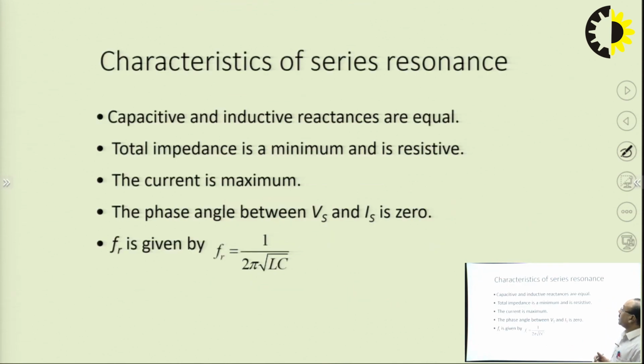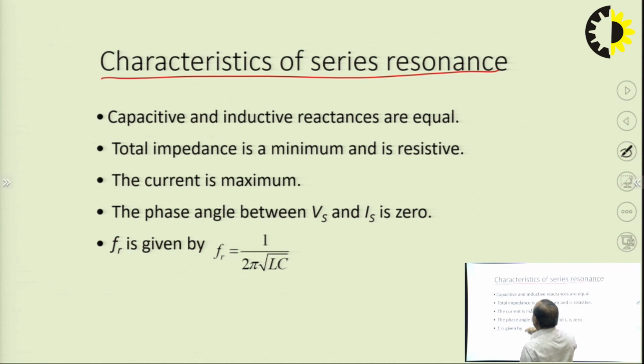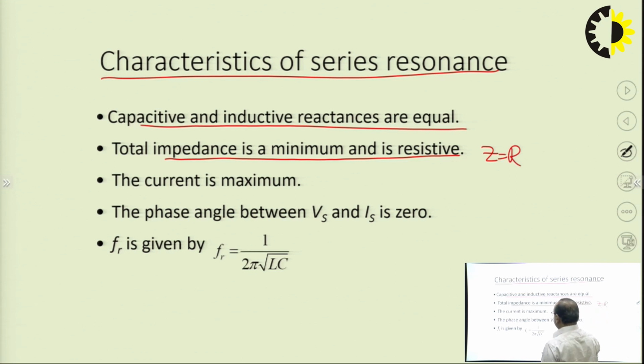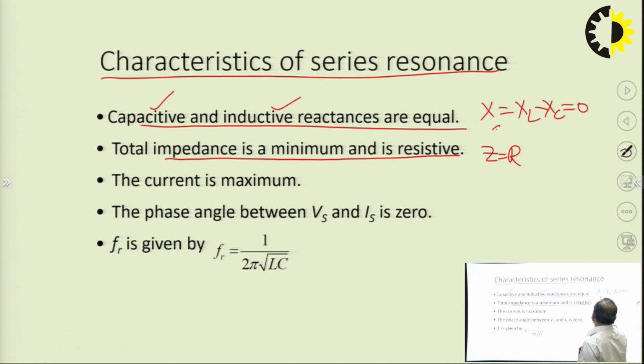Now, we see the characteristics of series resonance. If we observe it, one is that capacitive and inductive reactances are equal. That is the condition applied for series resonance. Total impedance is minimum and is resistive, Z equal to R in case of series resonance, that we have observed. Since these two reactances, capacitive and inductive, become equal, the net reactance of the circuit becomes 0, X equal to XL minus XC becomes 0 since XL equal to XC at the time of series resonance.